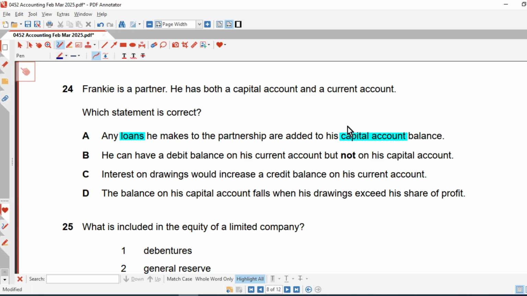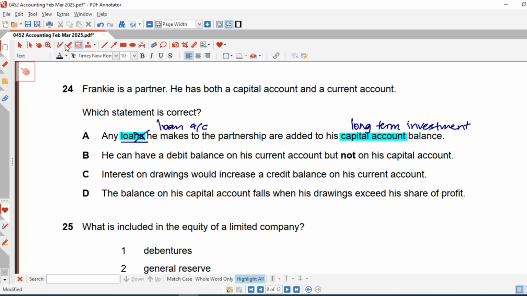Capital account. This records what? It records the long-term investment of the partner. Well, bear in mind, it's an investment, it's not a loan. If he makes a loan, we will open a separate loan account. It's not an investment, we have to pay him back.